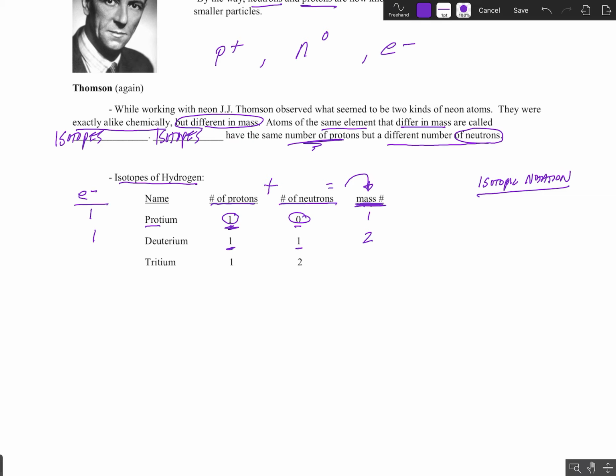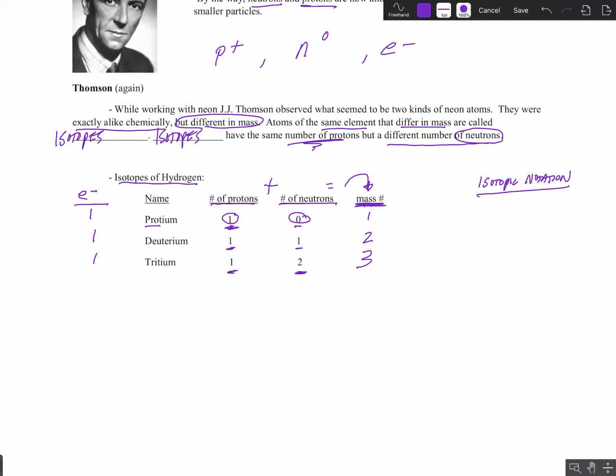And finally, an even rarer isotope of hydrogen has 1 proton and 2 neutrons. Of course, it still has 1 electron. Remember, protons and electrons need to equal each other. So 1 proton and 2 neutrons gives it a mass number of 3.